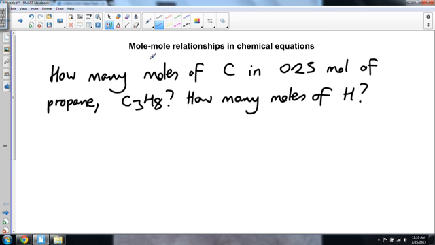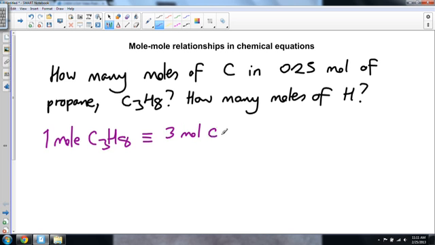So for example, if you have 1 mole of propane, now propane happens to be C3H8. So if I say we've got 1 mole of propane, it's important that you can understand, if I have 1 mole of propane, how many moles of carbon do I have in that propane? Well, I've got 3, because of the 3 right there. So 3 moles of carbon. And in 1 mole of propane, I've also got 8 moles of hydrogen.